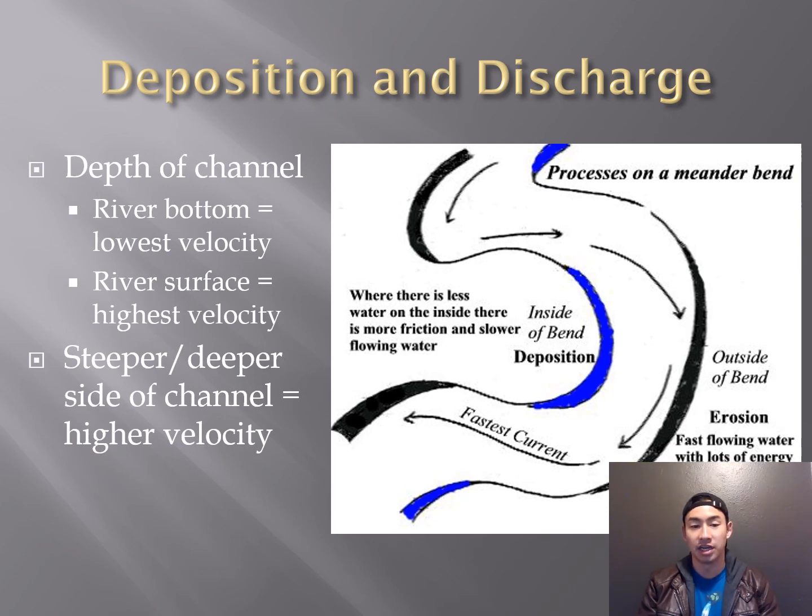Depth of the channel and shape of the channel will determine the river velocity. Along the river bottom and edges, we have the slowest velocity of water. On the surface of the river and towards the center, we will have the highest velocity. The steeper and deeper side of the channel, we will have higher velocity as well.